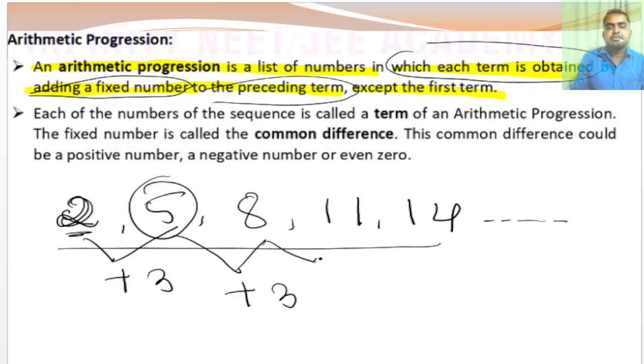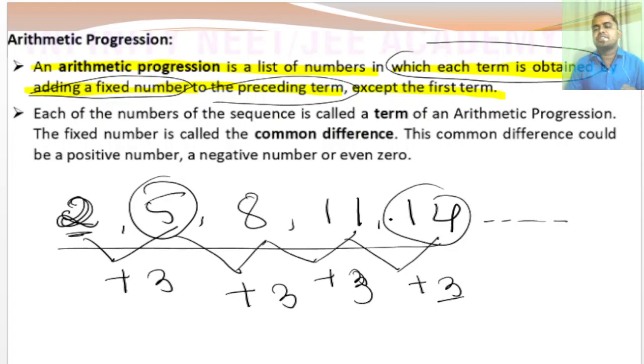8 plus 3, you will get what? Again 11. If you add 3 to the 11, you will get what? 14. Here observe, according to the definition, an arithmetic progression is a list of numbers.